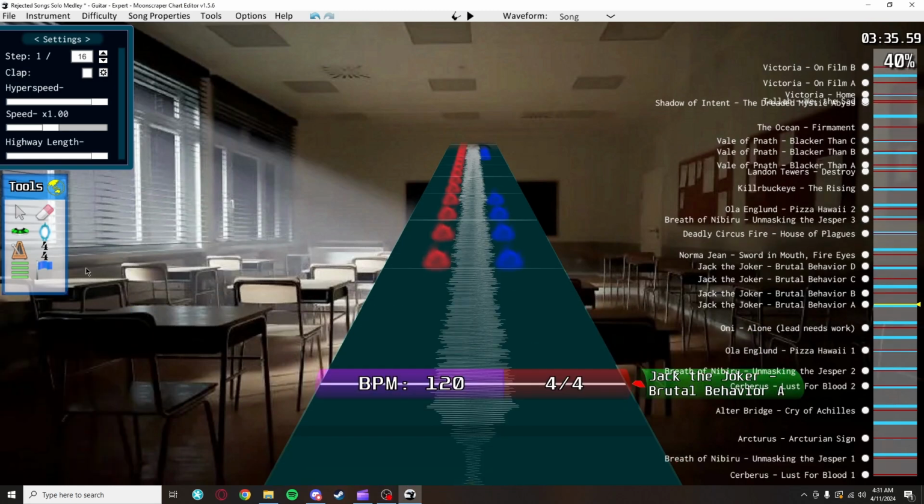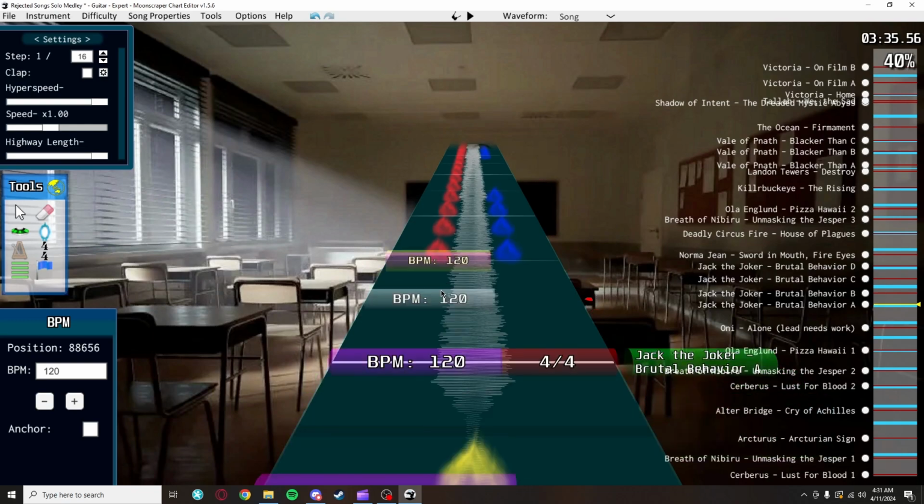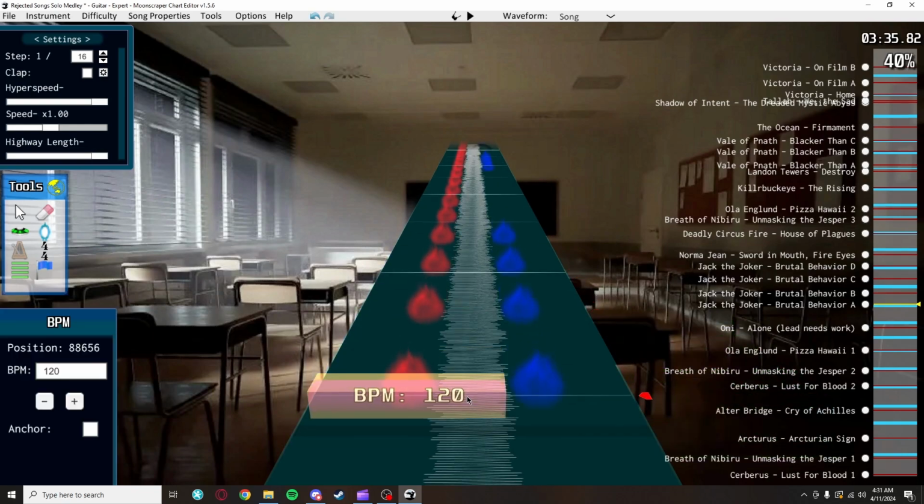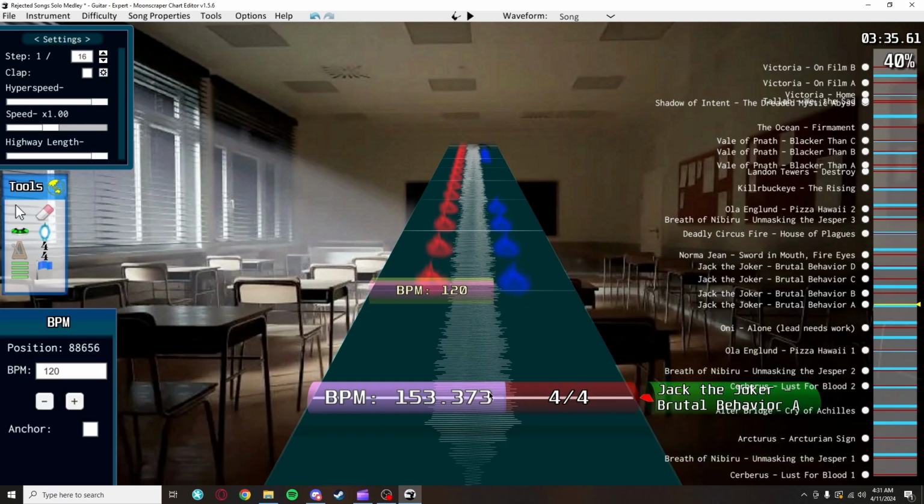If the splice doesn't start on a beat at all, then you can use the same trick as earlier, and we're going to stretch the highway to make it line up with the second note.